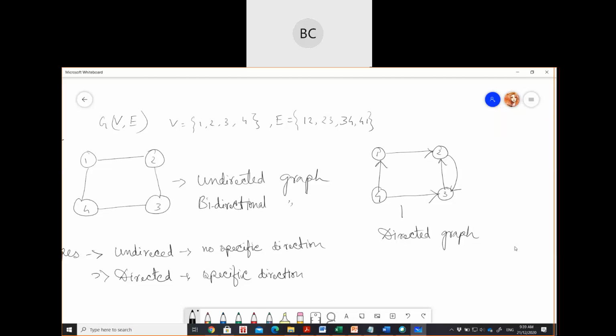In a directed graph, you have to follow the same path direction. But in the case of bidirectional or undirected graphs, there is no specific direction, so you can move both ways. So the types are undirected and directed, and undirected is also known as bidirectional. At this point, is it clear?